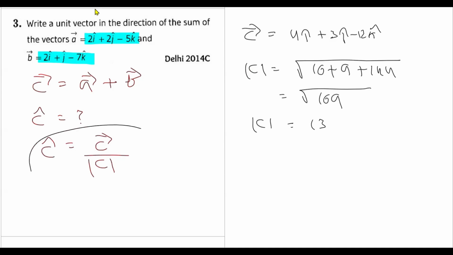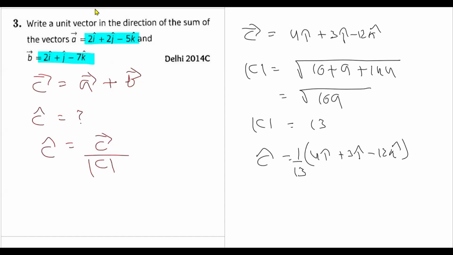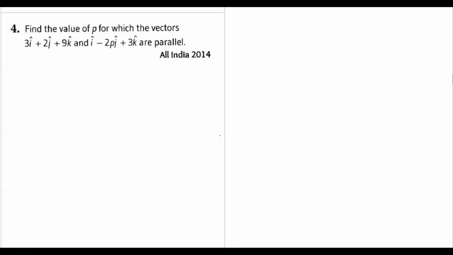Sorry, we got the magnitude of C as 13. So in order to get C cap, it is vector C, which is 4i plus 3j minus 12k cap, divided by 13. So I may write 1 over 13 like this, or writing 1 over 13 over here, that will also work. So this is how we'll do the third question.